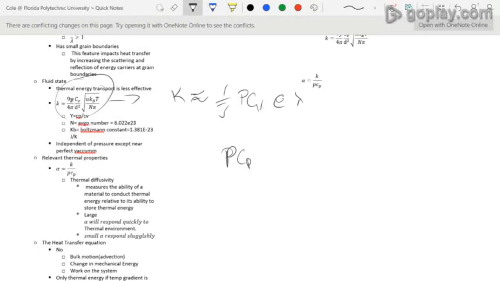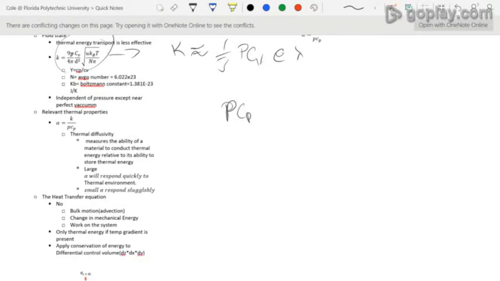And another one is the thermal diffusivity, which measures the ability of the material to conduct thermal energy relative to its ability to store thermal energy. So it's kind of like capacitance in electronics. And so the thermal diffusivity, which is denoted by alpha, is the thermal conductivity over the volumetric heat capacity, which is the density times the specific heat. And so large thermal diffusivities will respond quickly to thermal environments, whereas small ones respond sluggishly.